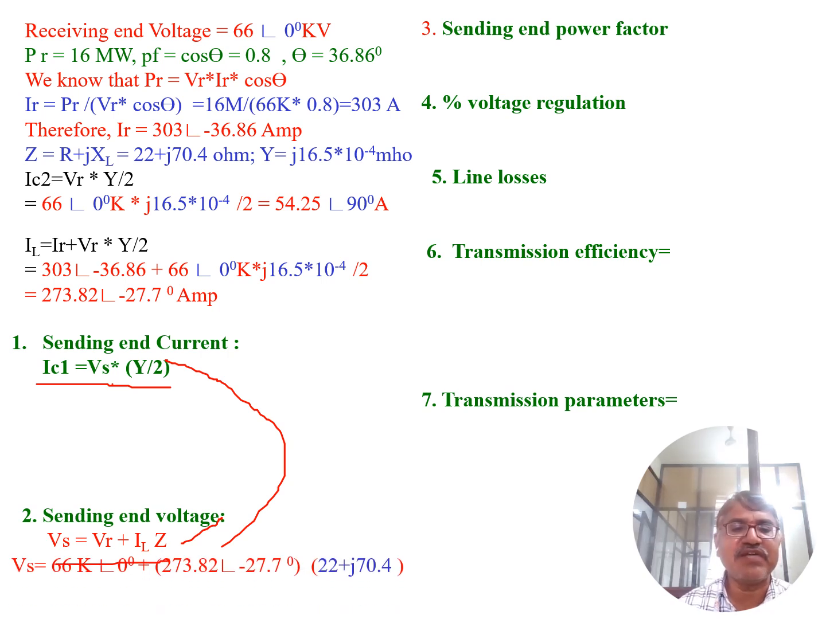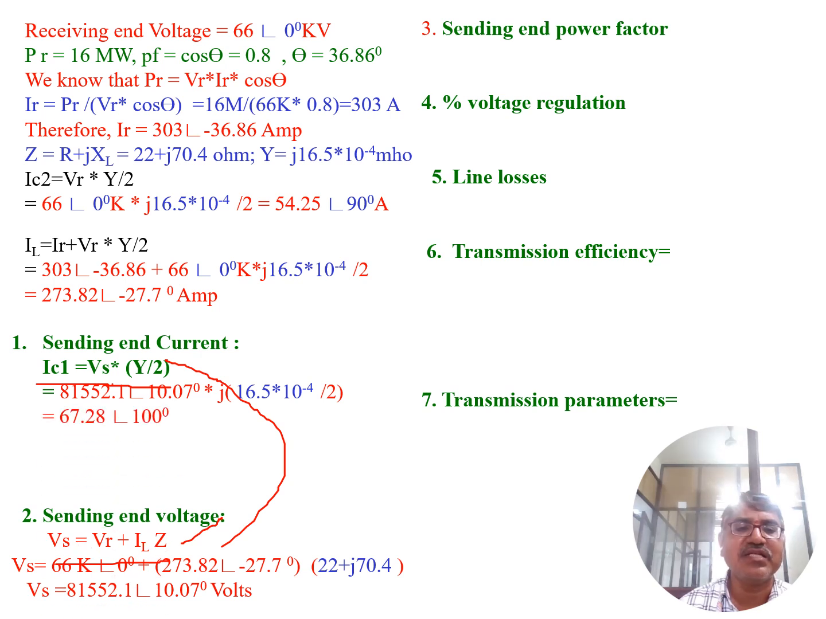So substitute all the values in the equation for VS. So VS is calculated as 81552.1 at an angle of 10.07 degrees. After the calculation of VS, take it and substitute it in the first formula. That is, IC1 is calculated like this: IC1 is equal to 67.28 at an angle of 100 degrees.